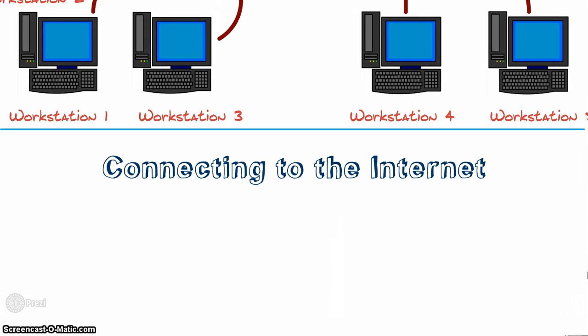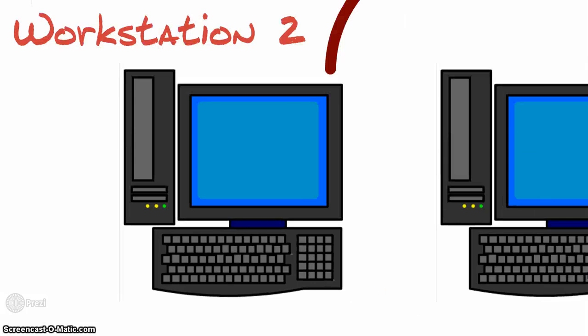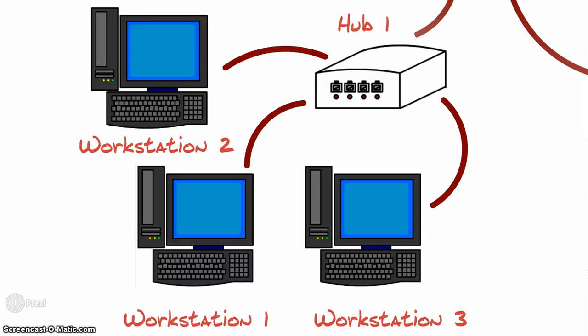We are now going to look at some of the hardware that can be used to connect a network to the internet. So we're going to start off with our terminal. Now, our terminal could be connected via a hub to other terminals. Using a hub, data can be sent between three or more different workstations.